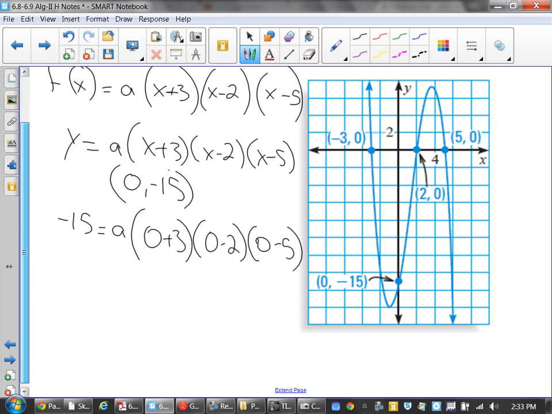So 3 times -2 times -5 gives you what? Positive 30. So what is a then? Are you subtracting? -1/2. What do you mean what? What's -15 divided by 30?